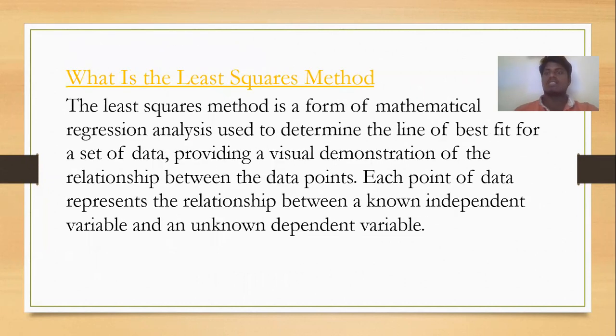What is the least squares method? We are going to know what the least squares method is and how it is used in solving problems. First of all, now we are learning about what the least squares method is. The least squares method is a form of mathematical regression analysis used to determine the line of best fit for a set of data, providing a visual demonstration of the relationship between the data points. Each point of data represents the relationship between a known independent variable and an unknown dependent variable.